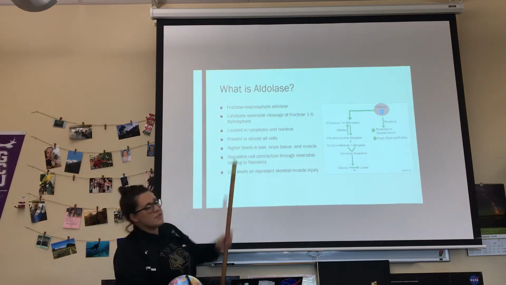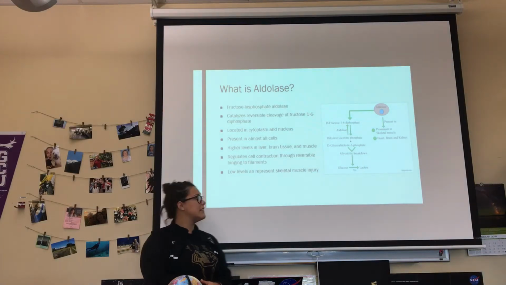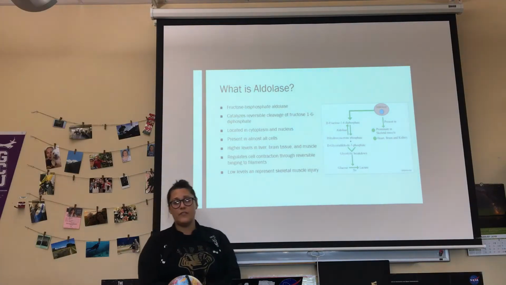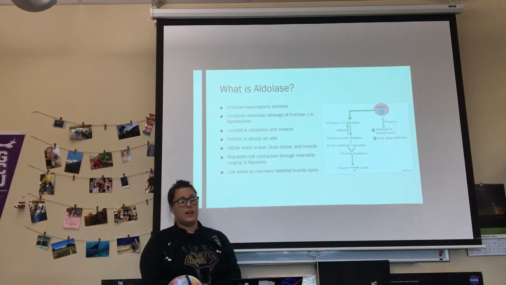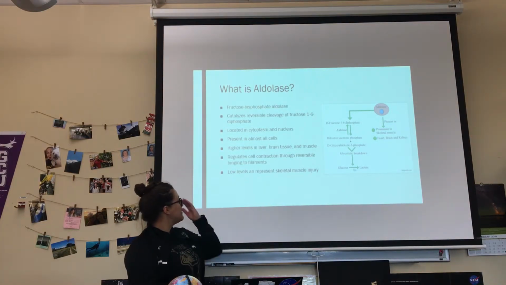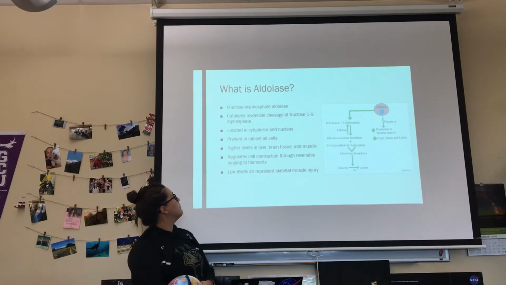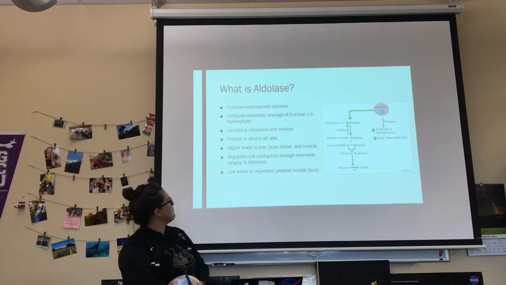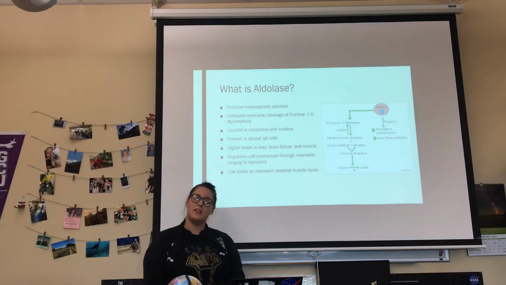So it's present in almost all cells. Almost every single cell in your body has this aldolase in it, but it's in very, very high levels in places like the liver, muscle, and brain tissue. Okay, very, very important areas. It regulates cell contraction through reversible bindings, the bundling of filaments. So it regulates how our cells contract, how they work, how they move.